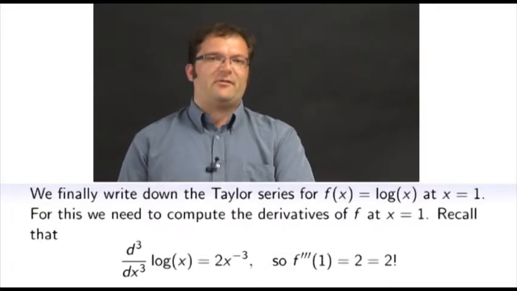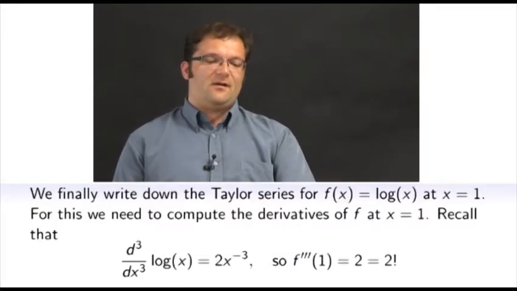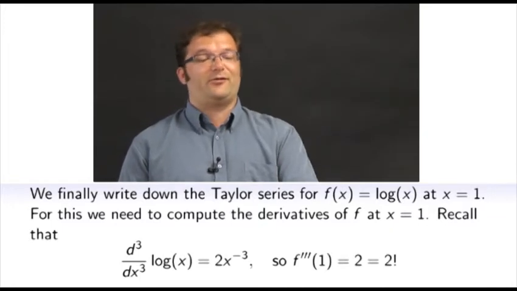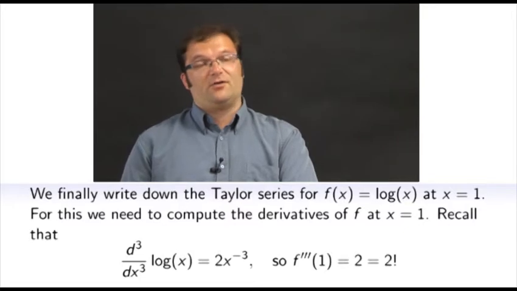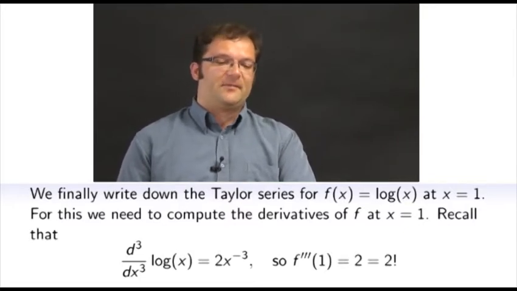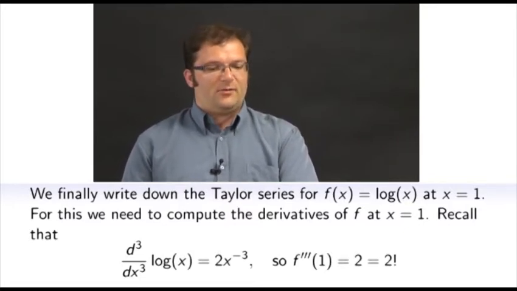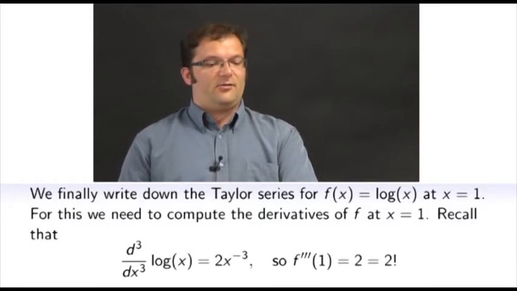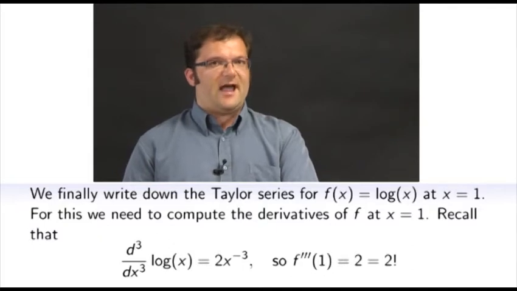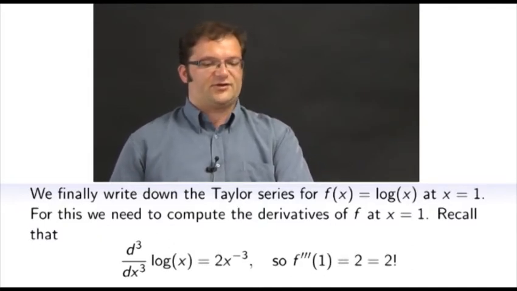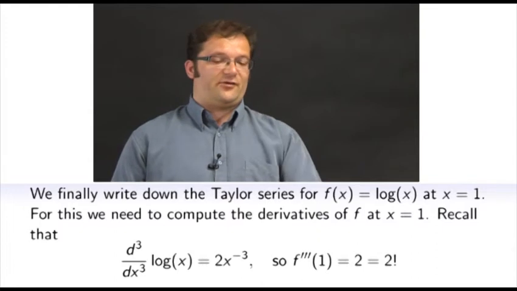So let us finally compute the Taylor series of the function log of x at the point x is equal to 1. Remember from the formula of the Taylor series, all we have to do is compute the derivatives of f at each order. So this could be quite tricky, but for our function, it is not too hard. We already had the third derivative, which was 2 times x to the minus 3. And so at x is equal to 1, this derivative is just 2, or again 2 factorial.